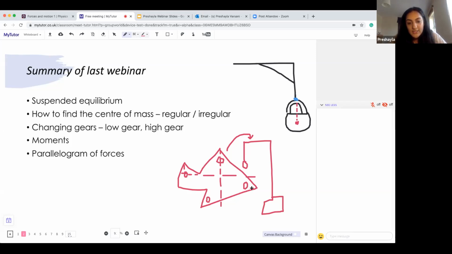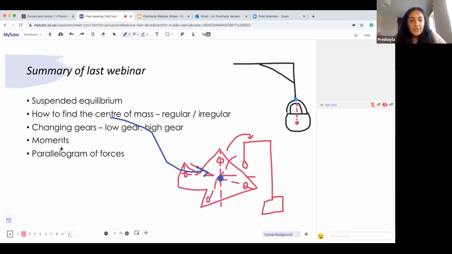And then we'll do it for this hole, and then we'll do it for this hole. And what we'll find is that these lines that we've drawn come to a single point of intersection. That point of intersection is the center of mass, okay?